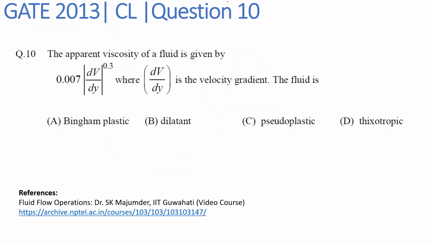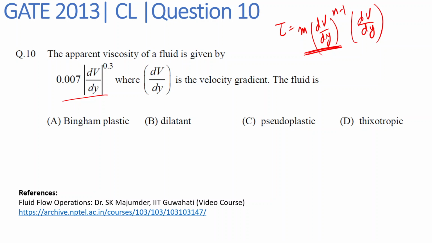The first question is question number 10 from GATE 2013. The apparent viscosity of a fluid is given by this equation, where dV by dy is the velocity gradient. The fluid is dash. Here we have been given the apparent viscosity. We have the power law model for non-Newtonian fluid. We can write it as tau is equal to some constant m, times the strain rate or velocity gradient dV by dy raised to n minus 1, times dV by dy. And this term we defined as apparent viscosity.